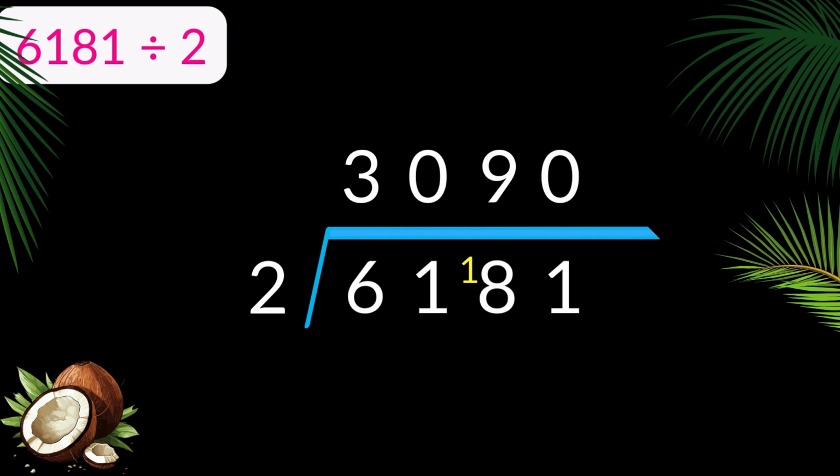Now, carry the 1 to the end. Oh, there are no more numbers left. That means the 1 becomes our remainder. So, the final answer is 3,090 remainder 1.